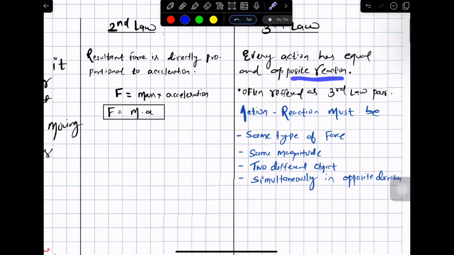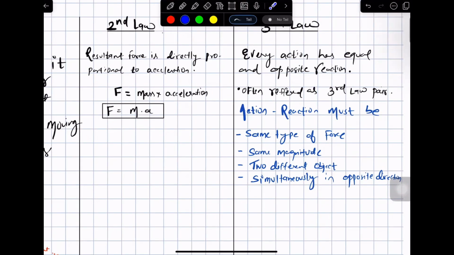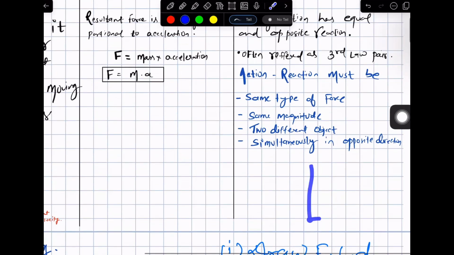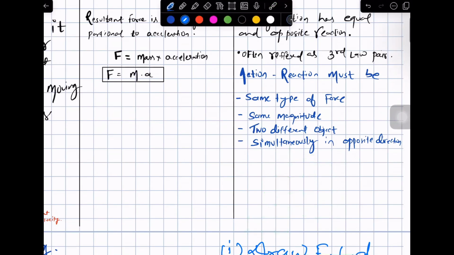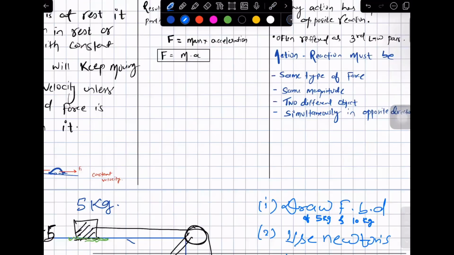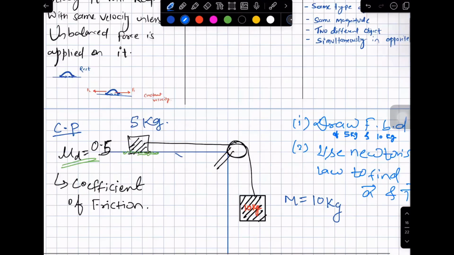So the action and reaction forces must be the same type of force. They must be the same magnitude but opposite direction. They act on two different objects, and simultaneously. So the net force on each object would be non-zero. The example over here would be, if there is a wall and this guy pushes the wall, and he is standing, let's say, on a board, then the wall is also exerting a force on this guy with the same magnitude as the guy exerts on the wall. So we may draw this free body diagram and solve it as well.